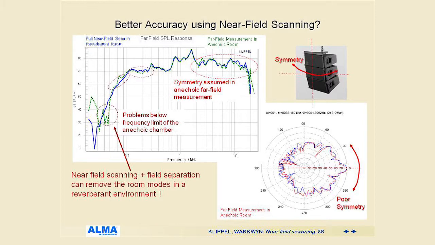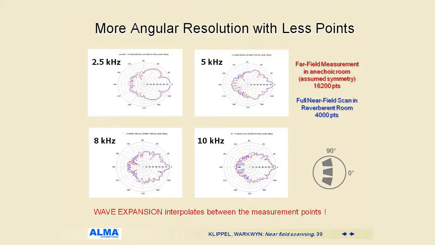More angular resolution with less points. This slide demonstrates how a 4,000 point near field scan has an angular resolution that is comparable to a 16,200 point conventional measurement in the far field. Wave expansion interpolates between the measurement points.